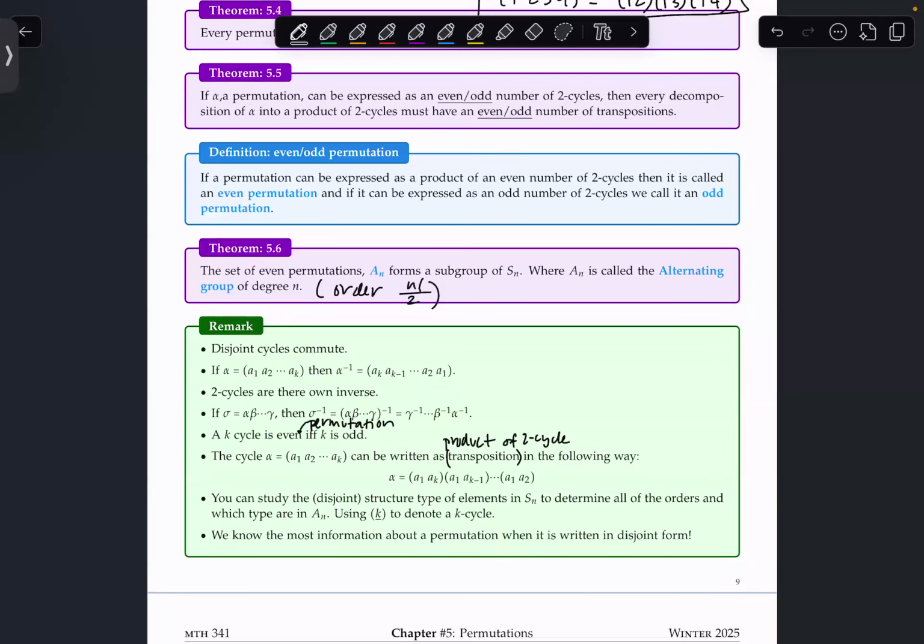Right, so again, having info in disjoint form will give you the most info and the least work you'd have to do, in particular for finding orders. If I don't have it in disjoint form, I'd have to compose this permutation with itself until I get back the identity, and that can take quite a bit of work to simplify. Writing in disjoint form might take a little bit of work, but after you find that, you can completely determine what the order is by just studying the LCM of the lengths of the cycles there.